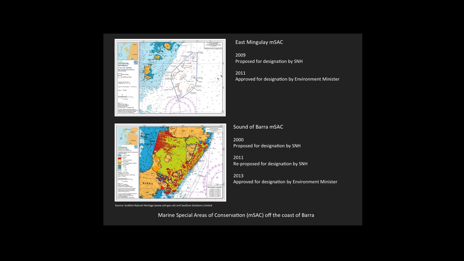And marine special areas of conservation under the Habitats Directive are a response to the international Biodiversity Convention. So the idea of the marine special areas of conservation is to create a Natura 2000 network, a biodiverse network within the European Union to protect specific habitats and species which are listed in an annex to that directive. So in 2000, when Scottish Natural Heritage proposed a special area of conservation for the Sound of Barra to protect seals and sandbanks and reefs, they were met with huge resistance from the local community at the time.